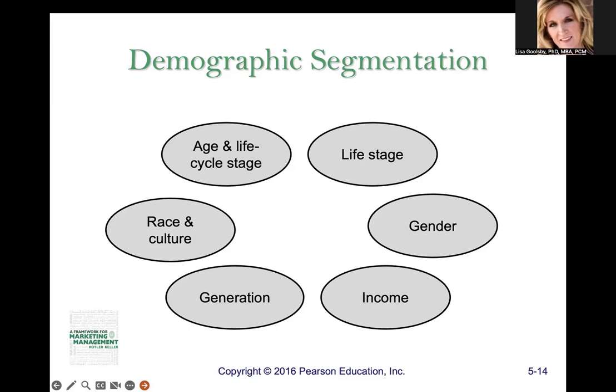So as we look at what all would go into demographic segmentation, we look at age and life cycle stage of the consumer, gender, income, generation, race, culture. We might look at education level. We may look at income level. So all of these things go into the demographic segmentation. They tell us who the consumer is.